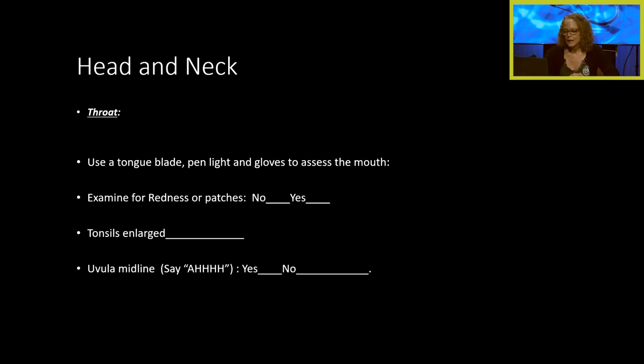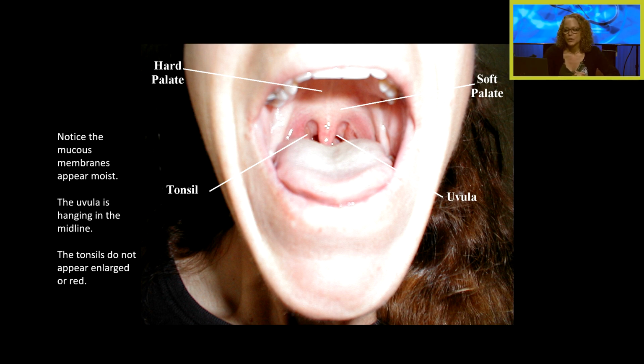When we're assessing the mouth, we would be examining for redness or any kind of lesions, sores, patches. We want to look to see if their tonsils are enlarged, and a lot of times you'll hear someone say, was the uvula hanging in the midline? So we have the patient stick out their tongue and say, ah. Look with the tongue blade, and this is what we're looking for.